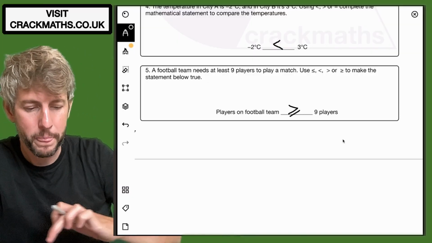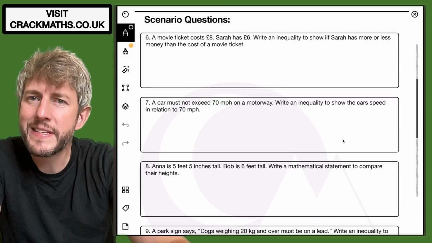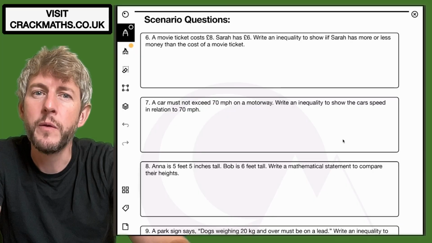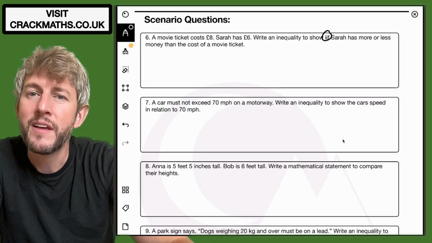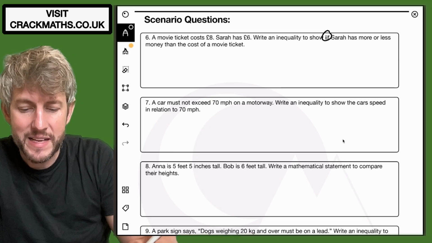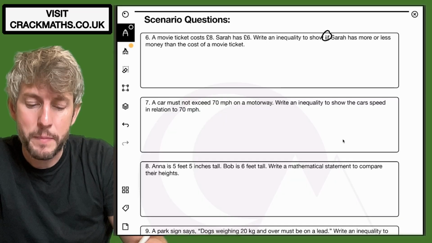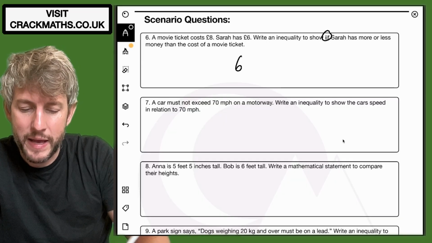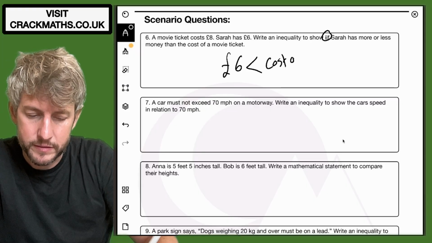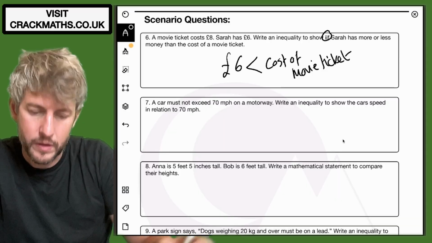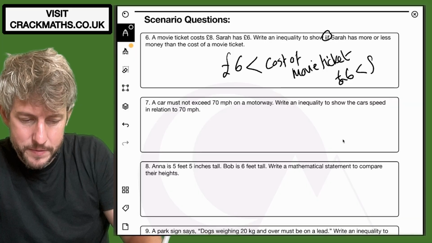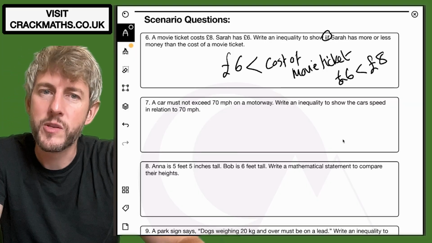Right, question 6. So here we go. It says a movie ticket costs £8. Sarah has £6. Write an inequality to show if Sarah has more or less money than the cost of the movie ticket. So Sarah has £6. The movie ticket costs £8. So £6 is less than the cost of the movie ticket. I think we could also have £6 is less than £8. Both of those would be fine.